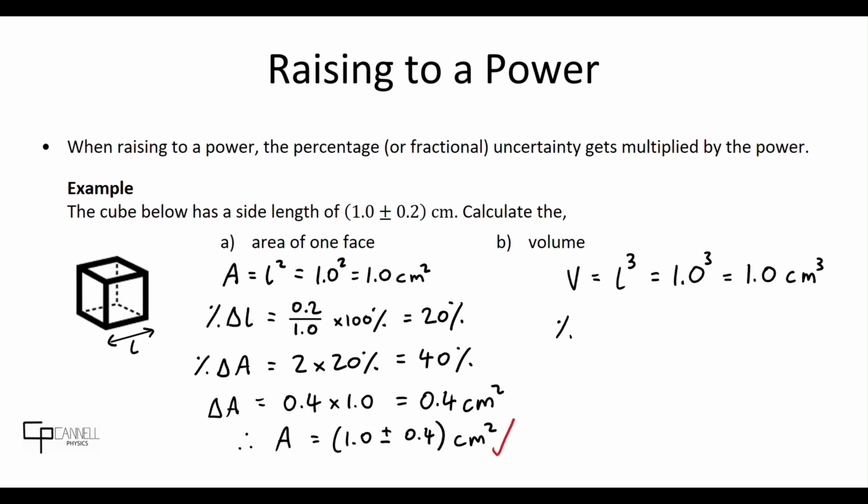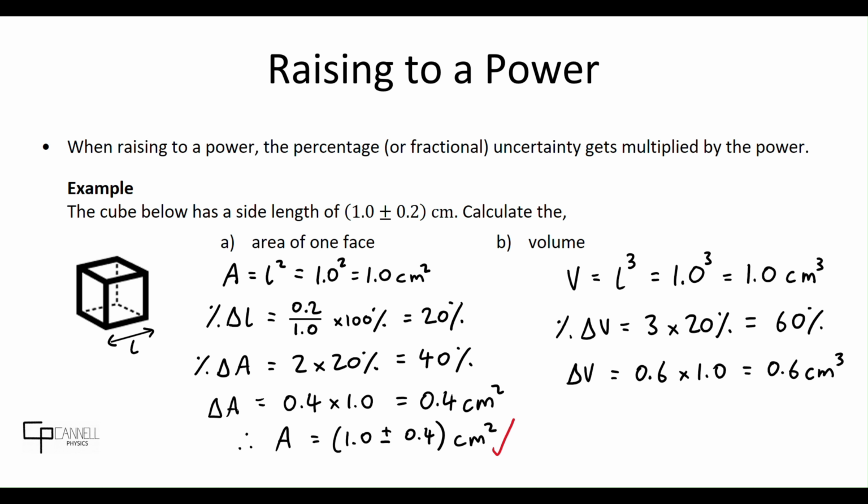So this gives us 60%. So you can see how this is greater than the percentage uncertainty for area because the power is greater. So 60% of the volume will give us the uncertainty in volume, and this will give us 0.6 cubic centimeters. So writing the volume with its uncertainty to give our final answer, and that's that.